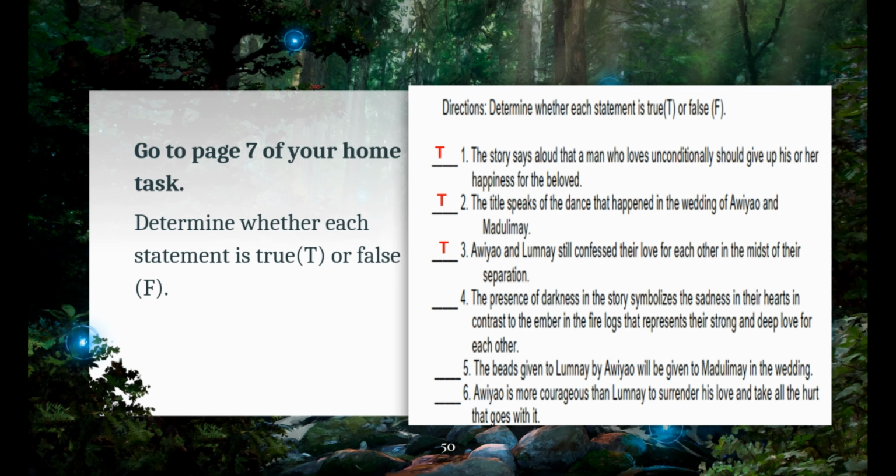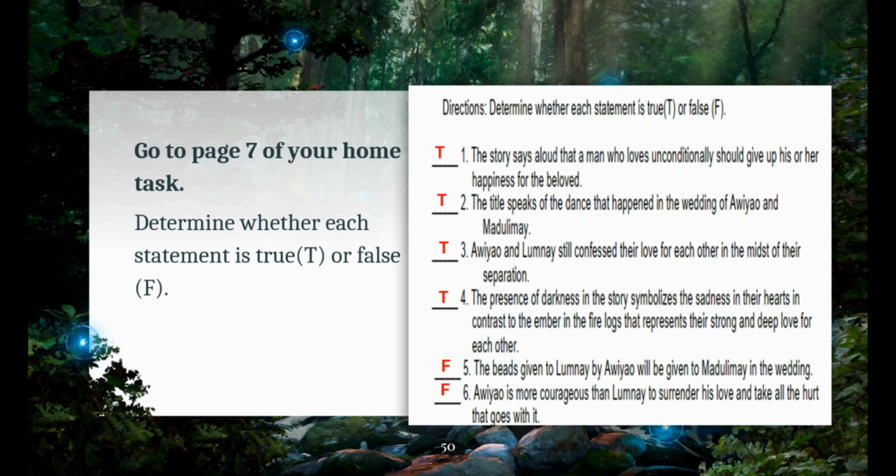Number 4. The presence of darkness in the story symbolizes the sadness in their hearts, in contrast to the embers in the fire log that represents their strong and deep love for each other. Correct answer is true. Number 5. The beads given to Lumnai by Awiyaw will be given to Madulimay in the wedding. False. Number 6. Awiyaw is more courageous than Lumnai to surrender his love and take all the hurt that goes with it. Correct answer is false.